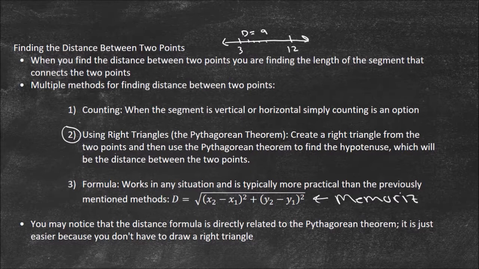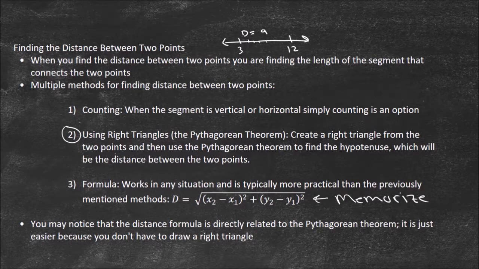This is the one that you can use no matter what. If you're given 2 points, if you're given 2 points on a graph, if you're given coordinates, you can always use this. And it's x2 minus x1 quantity squared plus y2 minus y1 quantity squared. And it's not too hard to memorize. I'm sure you can do it pretty quickly.